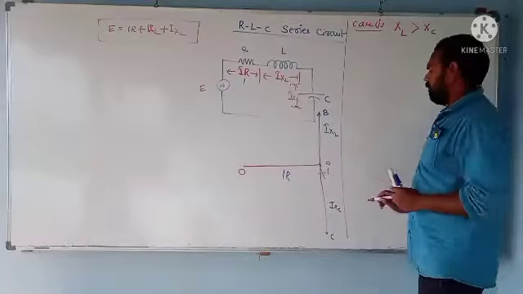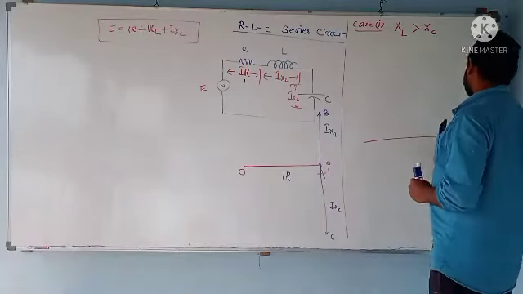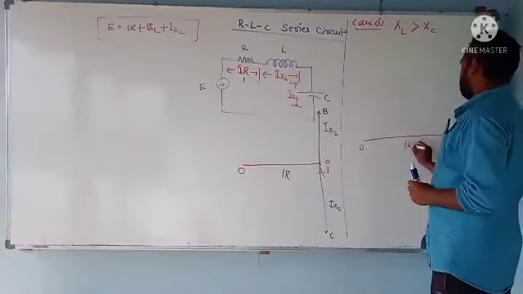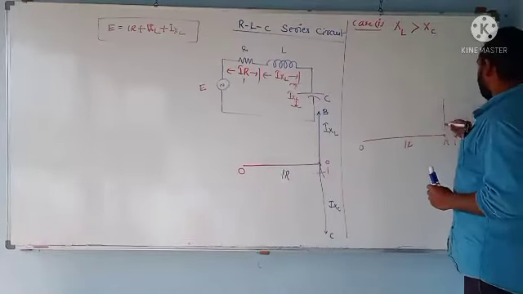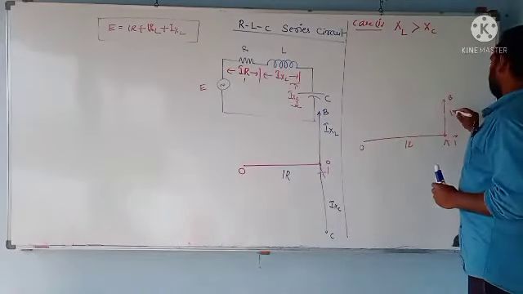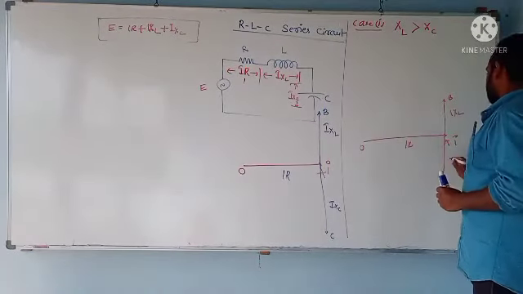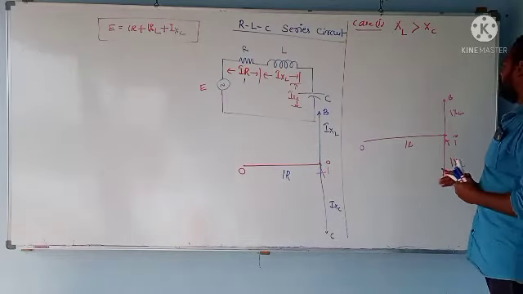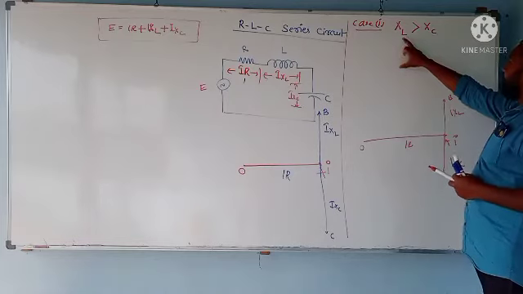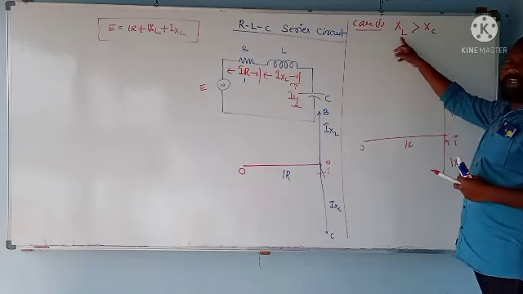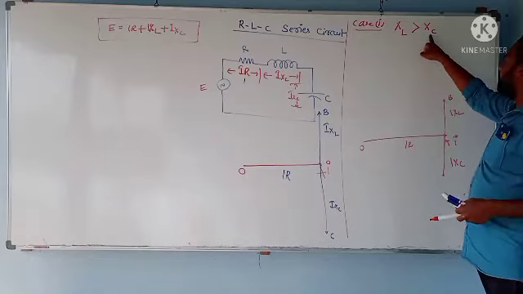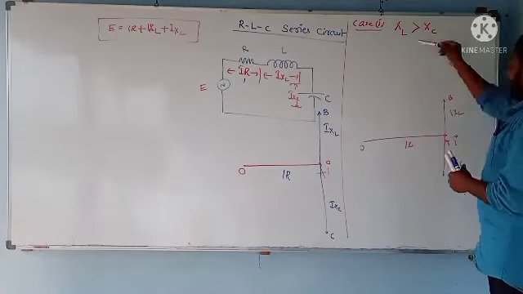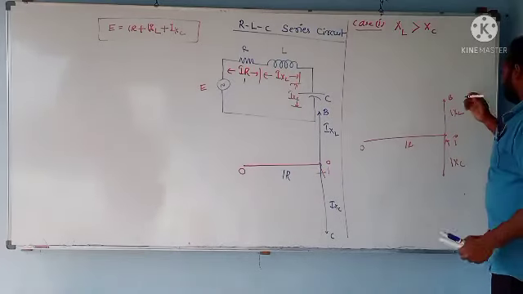So I draw the same phasor: OA, where it is I, and this is IR, this is B, the IXL term, and this is IXC. I am drawing the same, but this is the case. In this case, what are we analyzing? I am assuming that the reactance offered by the inductance is higher. So I represent the same using the phasor.